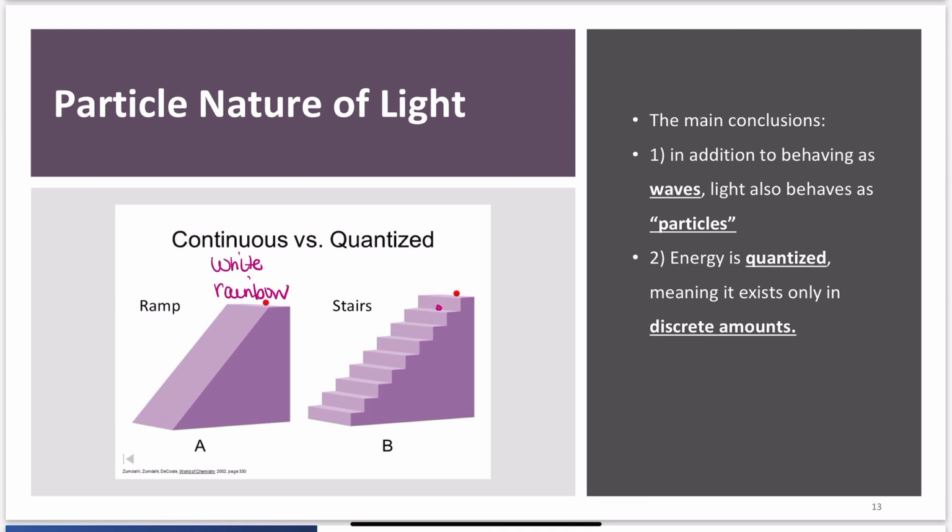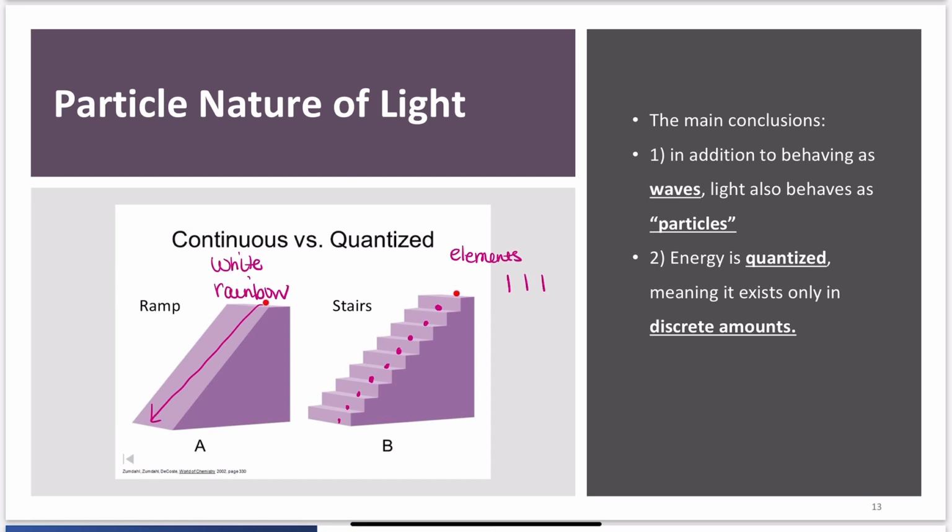Quantized is like your stairs. There's absolutely specific energy levels where that species can exist. In a ramp, on a continuous spectrum, that ball's not going to stop anywhere. It's just going to go all the way to the bottom. It's going to be a continuous spectrum. But quantized, it's got very specific allowable energy levels. This is what I see for different elements or species in general, is those discrete lines in the spectrum. Different colors corresponding to their wavelengths.